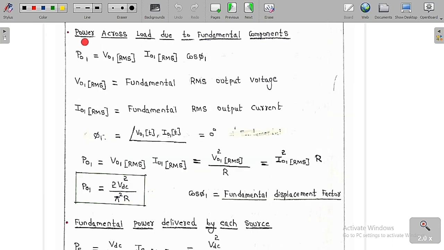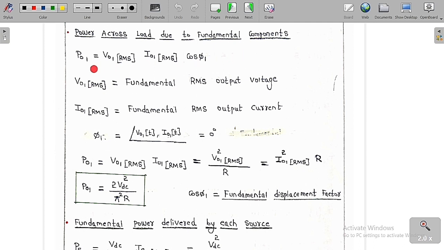Now we are going to find the power across the load due to fundamental components. Due to the fundamental component of the output voltage and the fundamental component of the output current, we are going to figure out how much power is consumed.